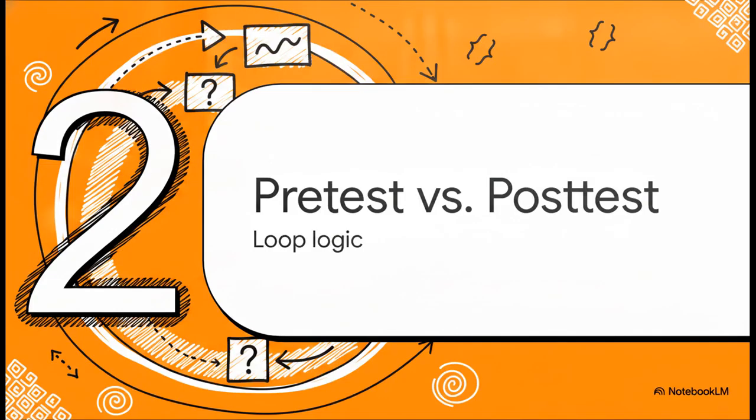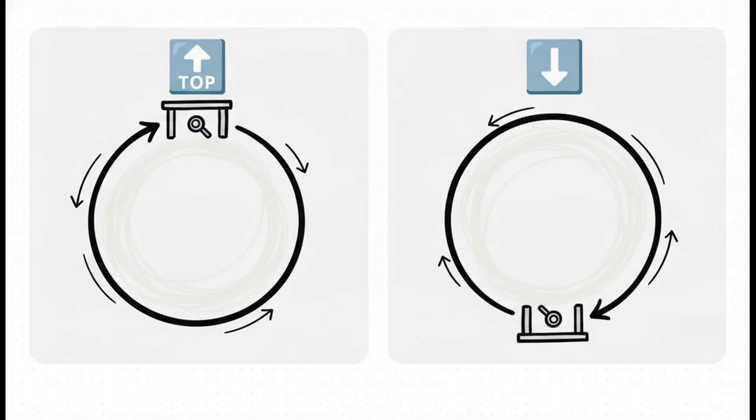Moving right along to Section 2, pretest versus post-test logic. So, the big question here is, when does your computer actually check the rules? We have 2 options, pretest and post-test. Pretest loops are top-driven. That means the computer evaluates the condition before it even touches the instructions in the loop body. If that condition is false from the very start, those instructions might never, ever run.